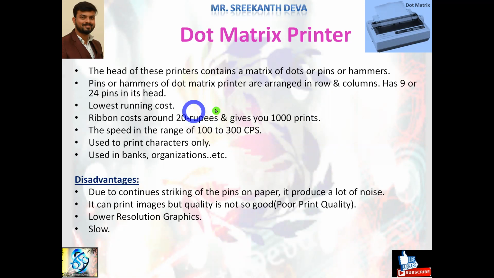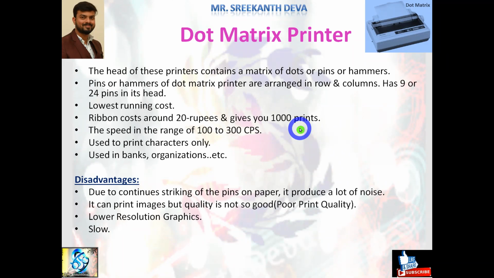The ribbon cost is 20 rupees, but it gives 1000 prints. The speed of a dot matrix printer is generally in the range of 100 to 300 cps, characters per second.